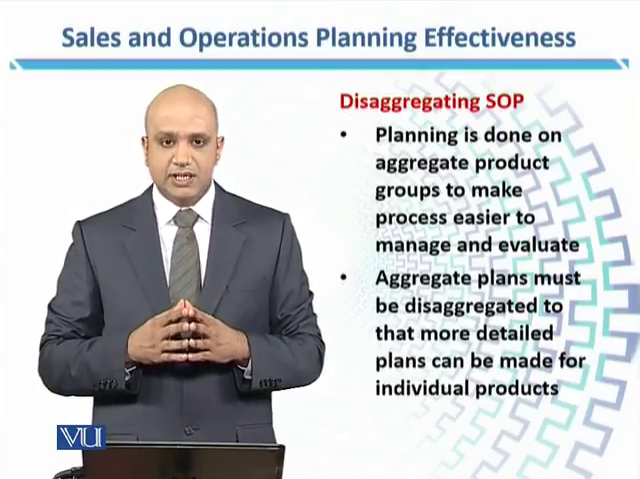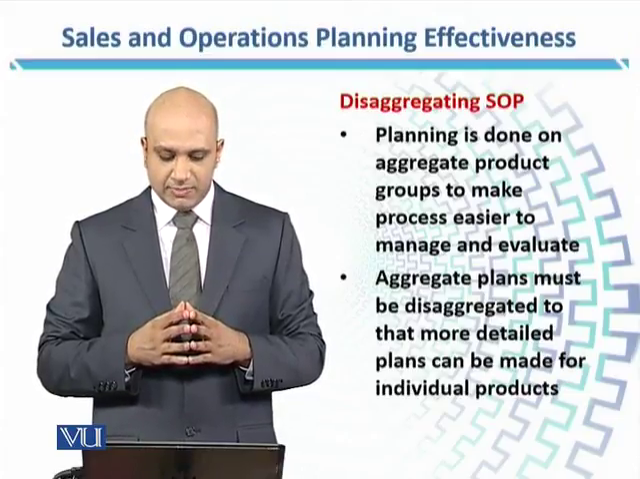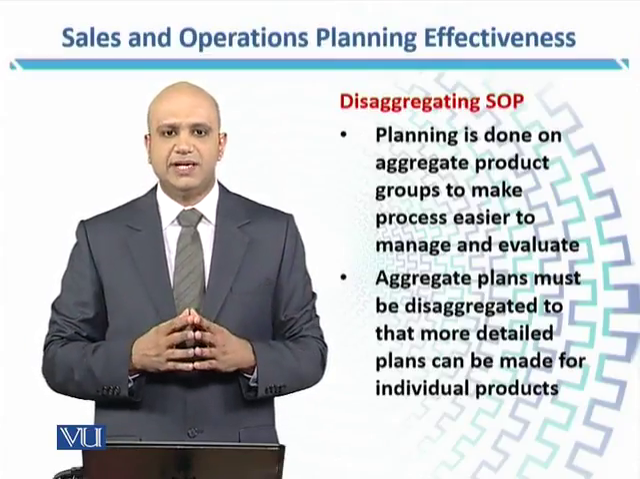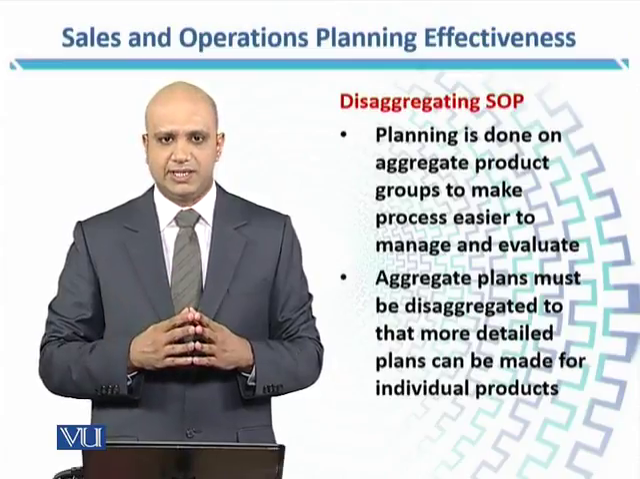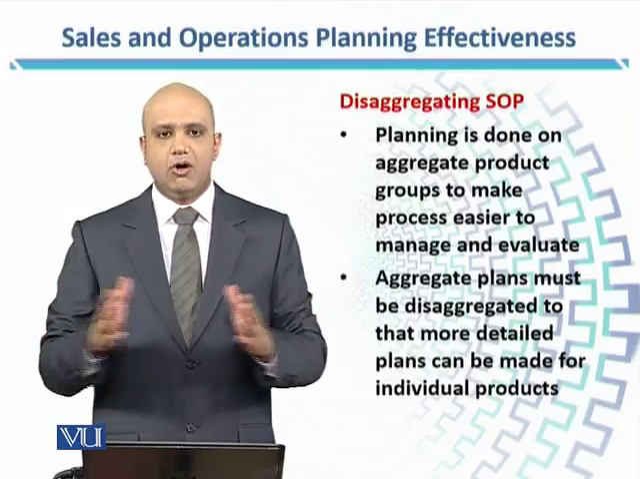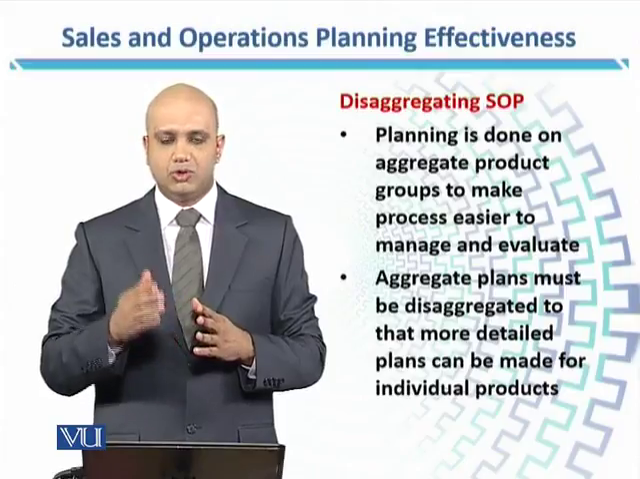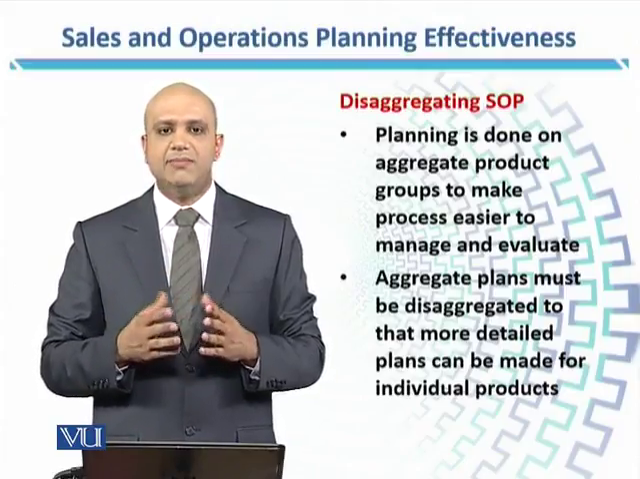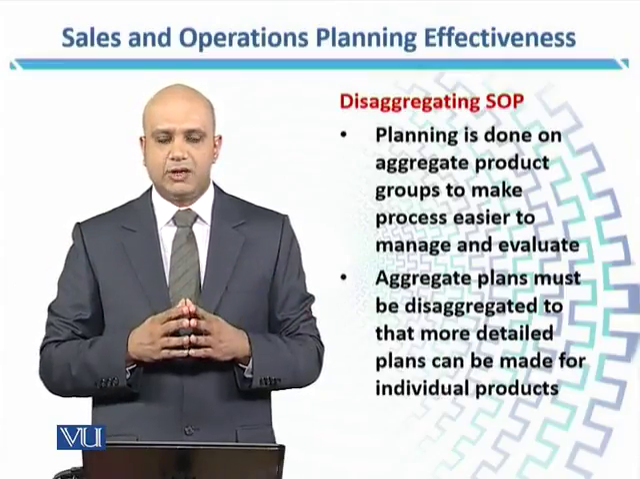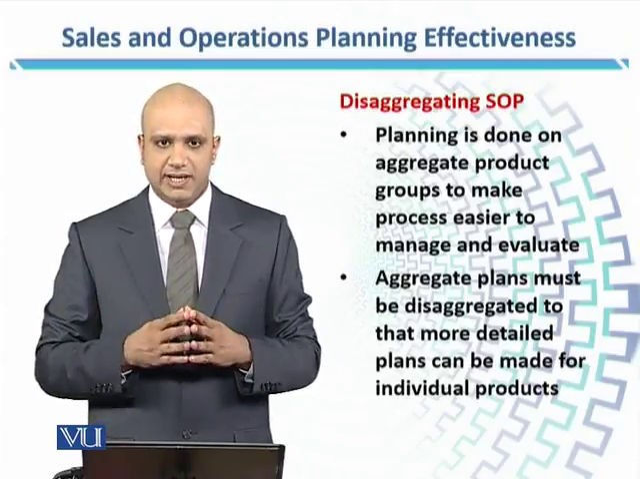An aggregate plan must be disaggregated so that more detailed plans can be made for individual products. You can do it for overall product groups, and you can also do it for individual products. You probably have a production plan for a year on all the products which you are going to manufacture. But you can disaggregate it to better manage and evaluate. For example, from that overall production plan you can make detailed production plans related to individual products.